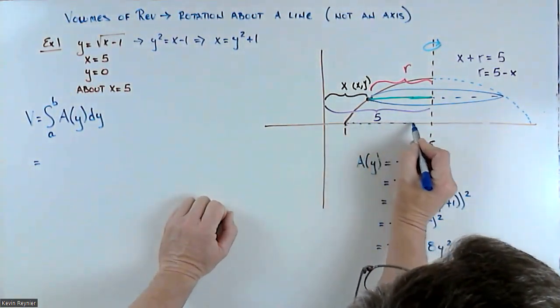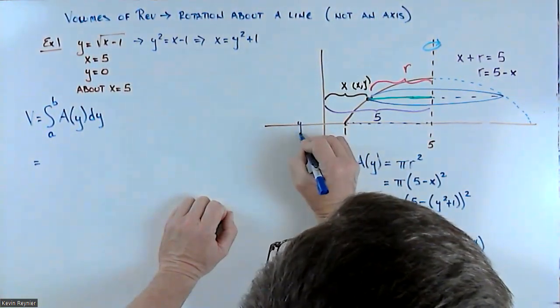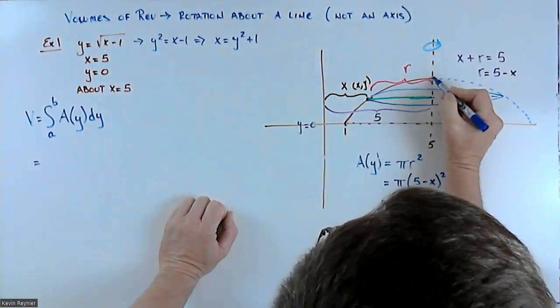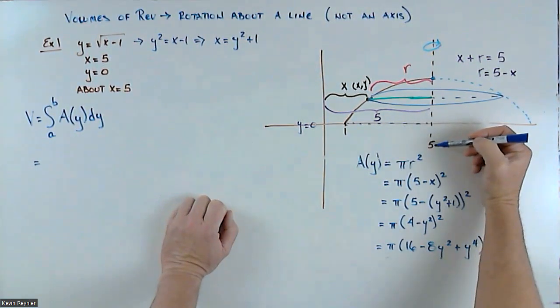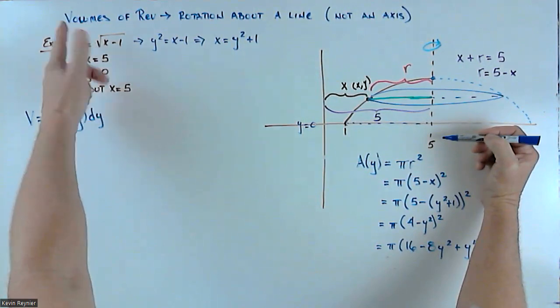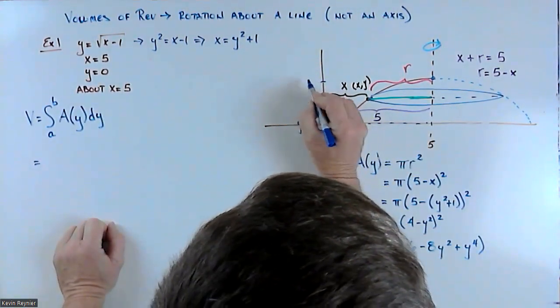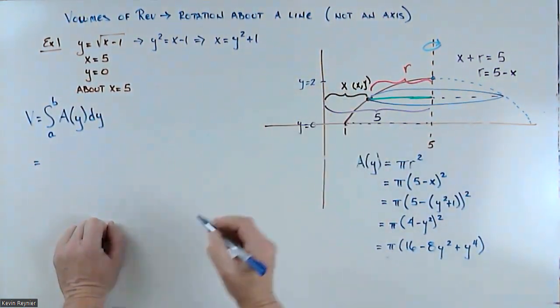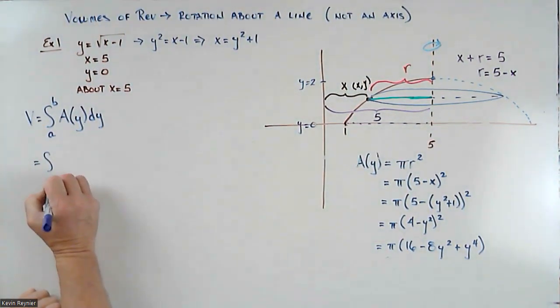This is the bottom of our region. This is y equals 0. We went to this point right here. This is where x equals 5. When x was 5, 5 minus 1 is 4. Square root of 4 is 2. So this is y equals 2. So those are our bounds. So we have the bounds from 0 to 2.